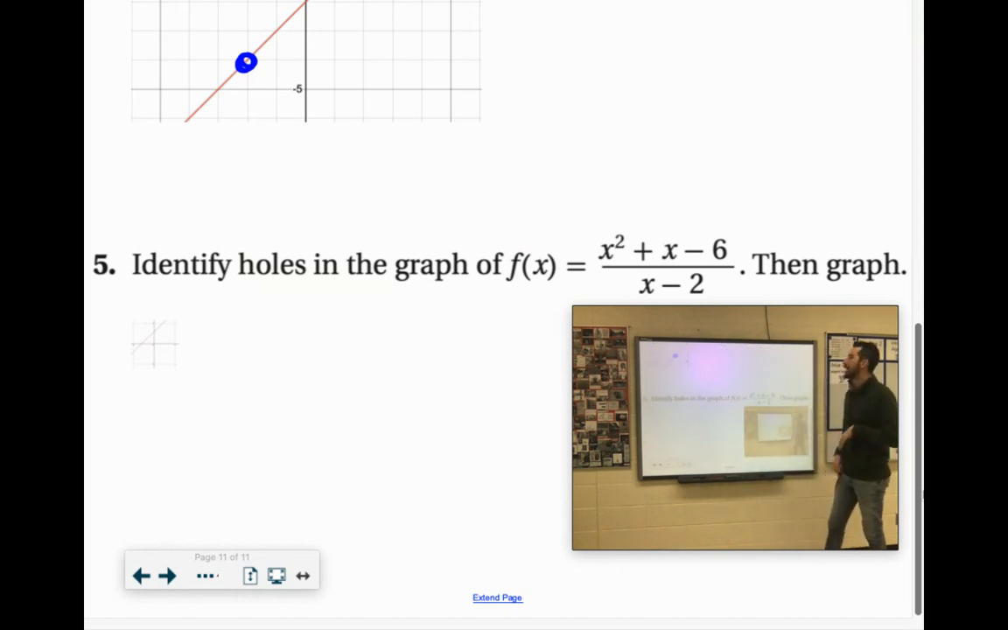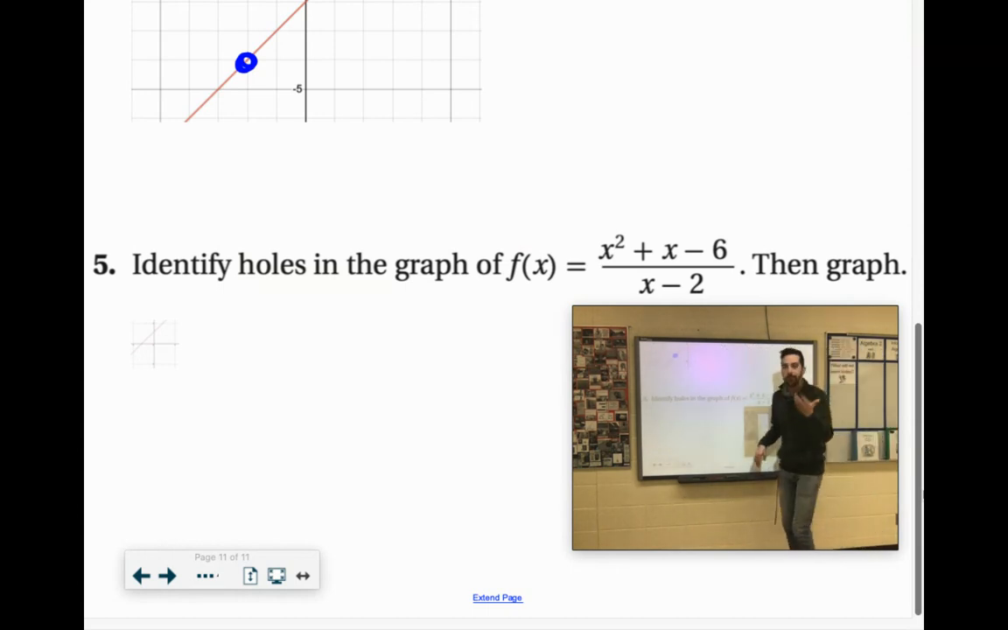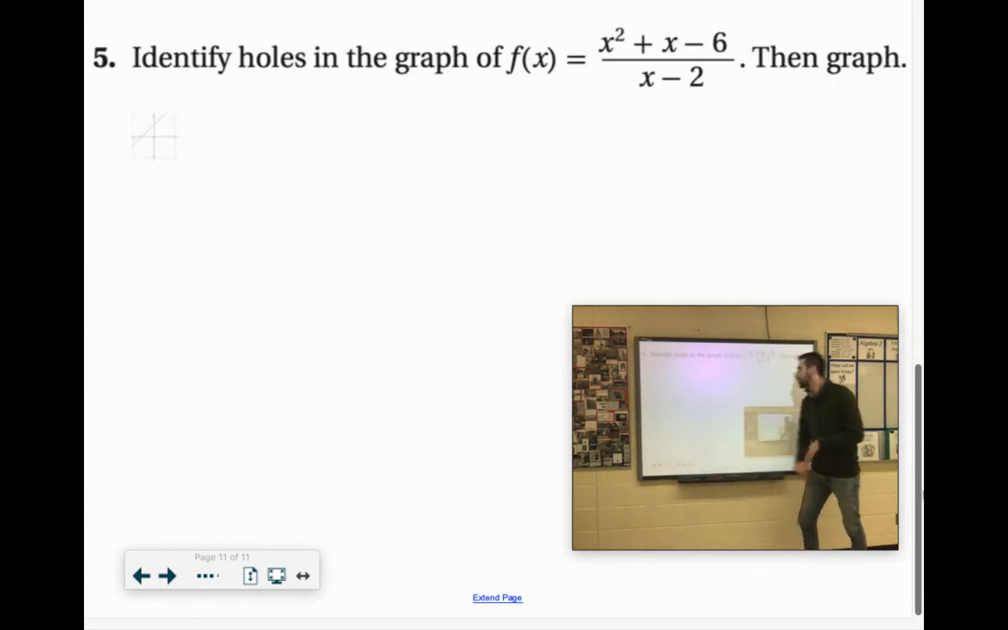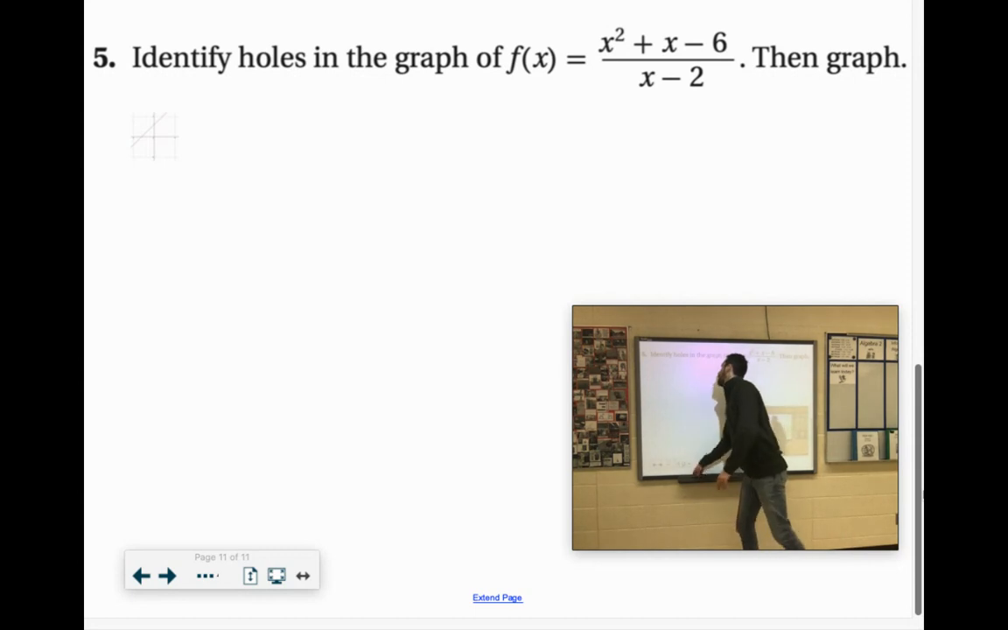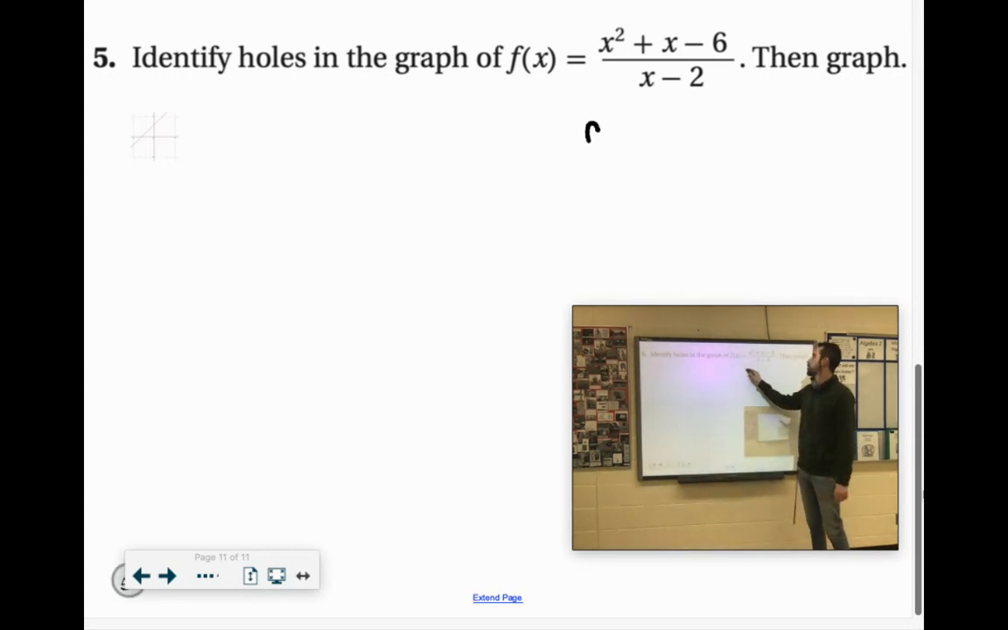So if this one's saying identify the holes, you know there's a hole, you know it's going to be a common factor with the denominator, which it says x minus 2. So you know the hole is going to be at positive 2. But hey, let's pretend like we didn't know that. Let's pretend like you guys aren't the smartest humans that I've had this semester. Okay. So if we were to properly factor, look at us properly factoring.